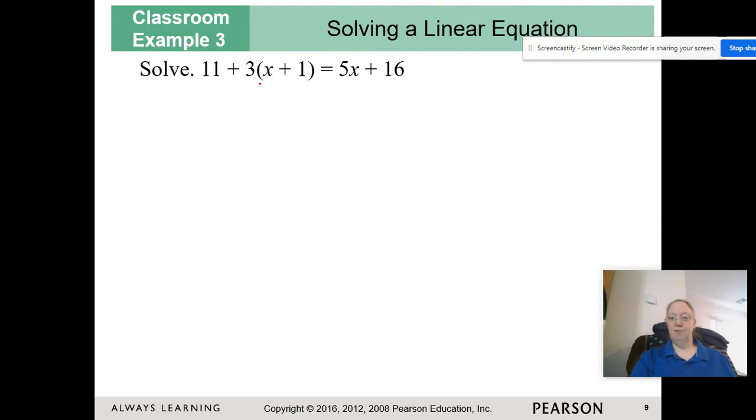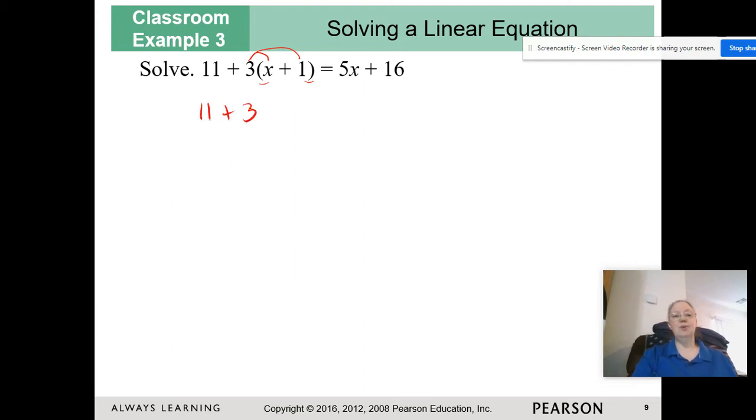All right, notice we have parentheses. So to start this problem, we will have to distribute. Be really careful. I do see students occasionally add the 11 and the 3 and get 14. That is not mathematically correct. You cannot do that. You have to first multiply before we can add the 11. Multiplication comes before addition. So we've got to multiply first, which means distribute. And then we're going to add the 11.